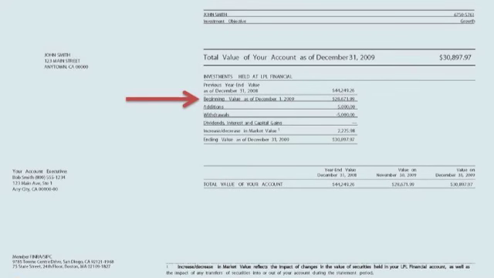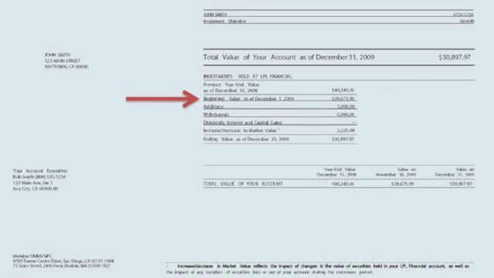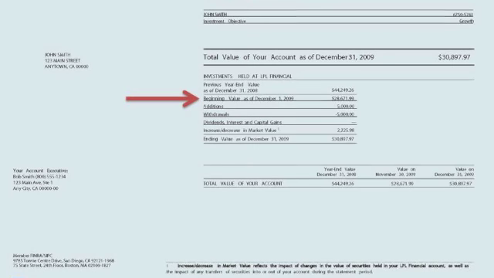Welcome to a guided tour of your LPL statement. So, with apologies to Julie Andrews, let's start at the very beginning, a very good place to start.